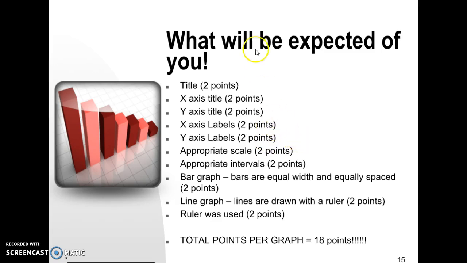Sorry, I'm sick. All right, what will be expected of you? Anytime you make a graph, each graph is going to be worth 18 points. 2 points for the title, 2 points for the x-axis title, 2 points for the y-axis title. For the labels, the scale's appropriate, the interval's appropriate, if you're using a ruler, and that you picked the appropriate type of graph to use based off of your data.